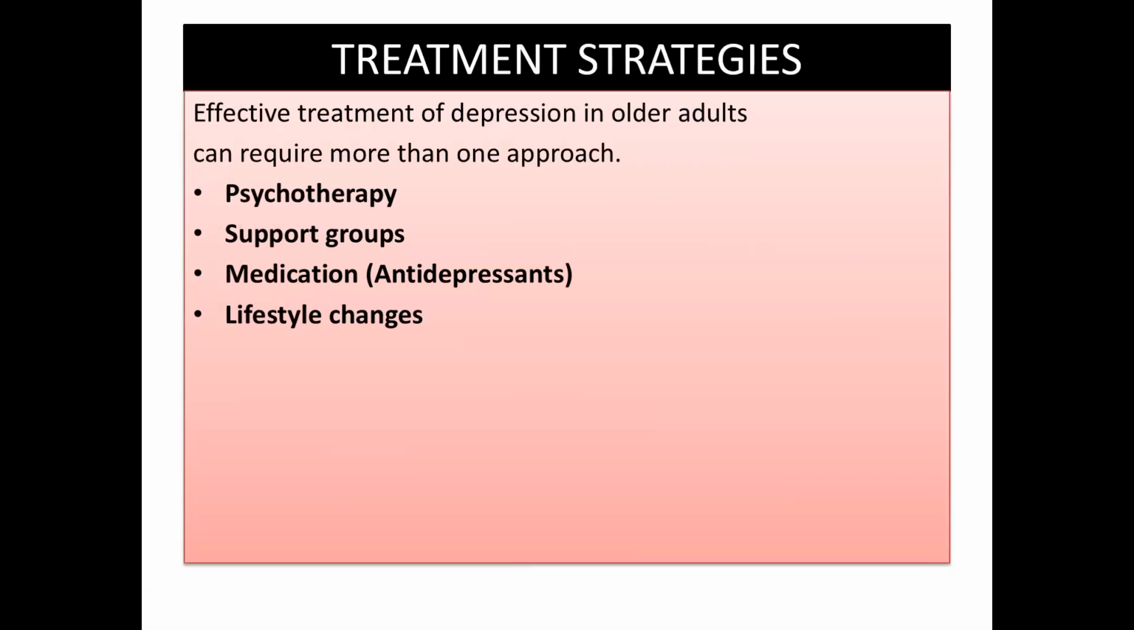Treatment strategies. Effective treatment of depression in older adults can require more than one approach. Psychotherapy, which includes ongoing talk therapy, can be a source of support for elderly patients. Cognitive behavioral therapy can also be effective in helping elderly patients.